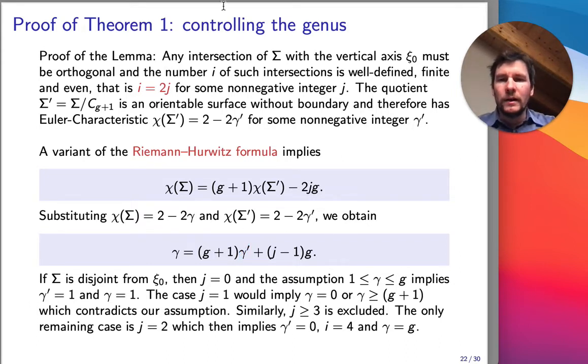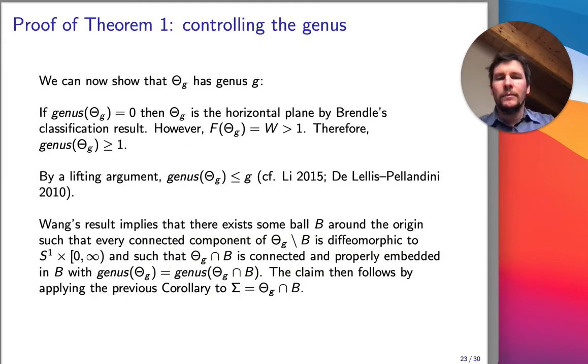So therefore we get this lemma and the corollary, and now we apply this to the self-shrinkers that we have constructed. Okay, so now if the genus is 0, then we know that we have the horizontal plane. Why? Because there's only 3 genus 0 self-shrinkers.